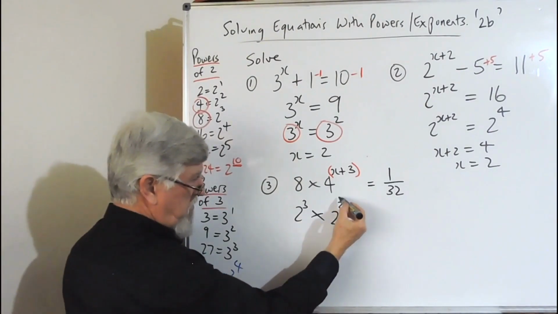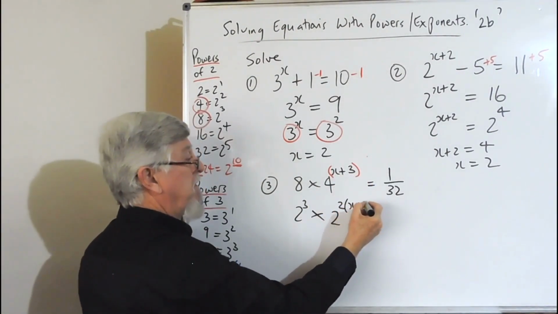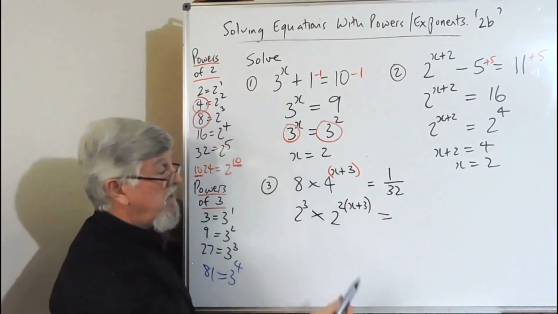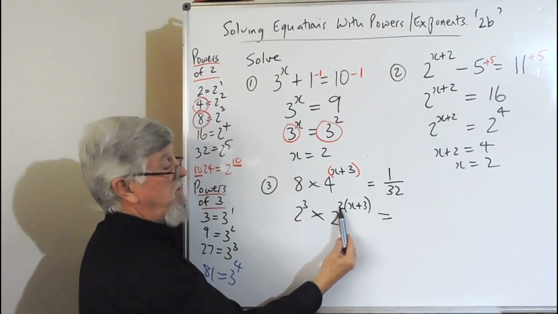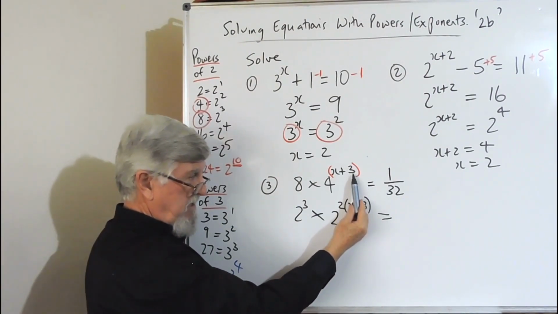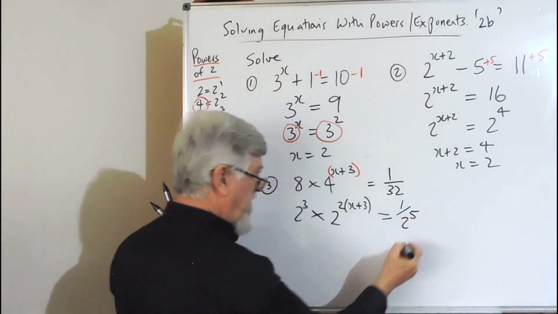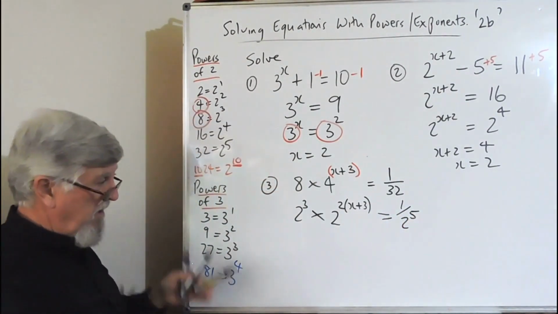So when I go 2 to the 2 to the power of x plus 3, it has that bracket around it. And what that bracket means is that when you multiply this 2, that 3 is going to become a 6. So it's not going to stay as a 3, it's going to become a 6. So this is 1 on 2 to the 5th power. Let's have a look what's happened.